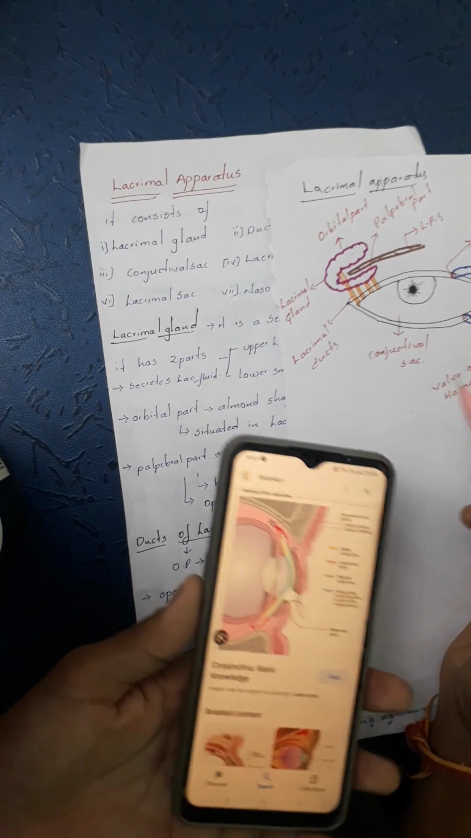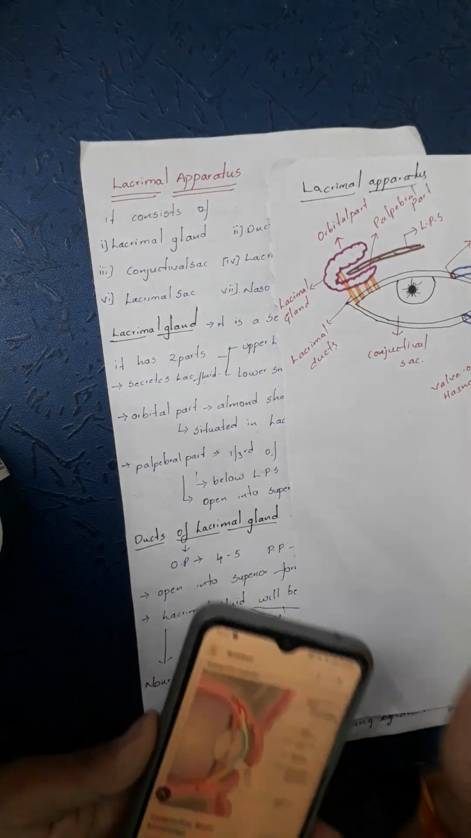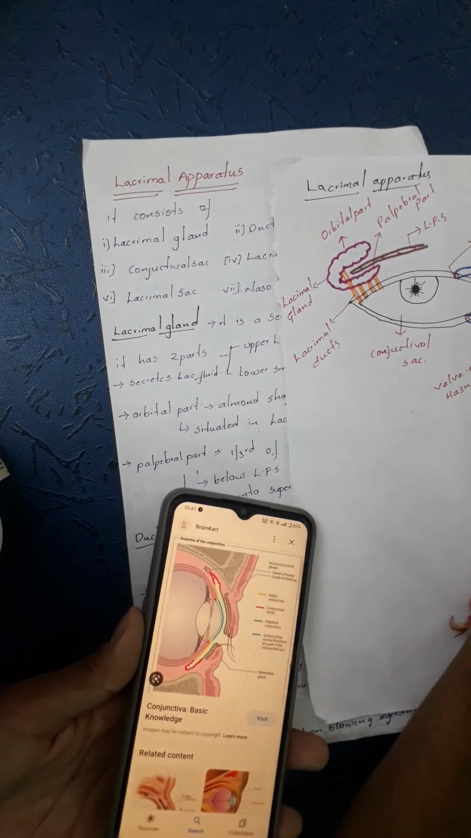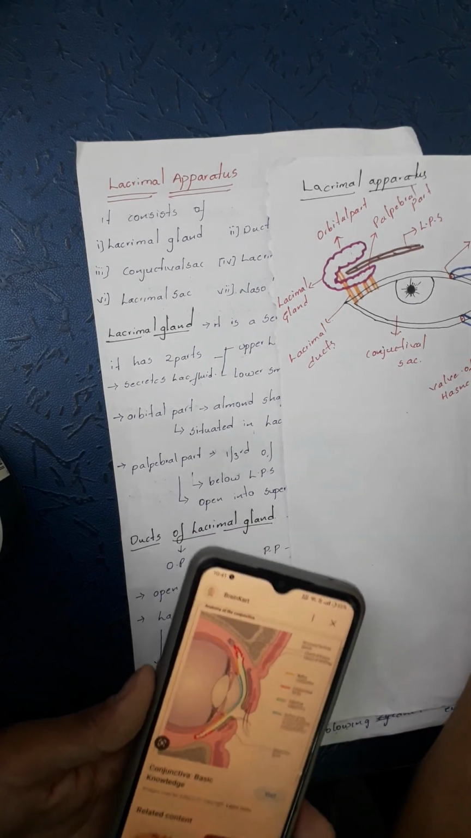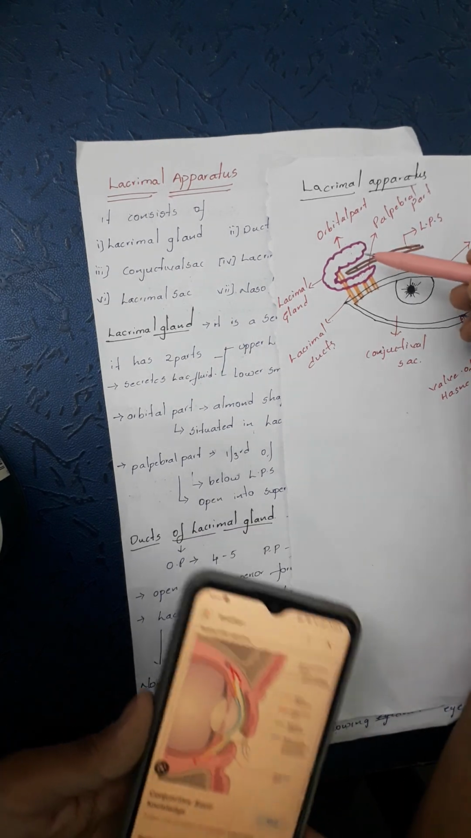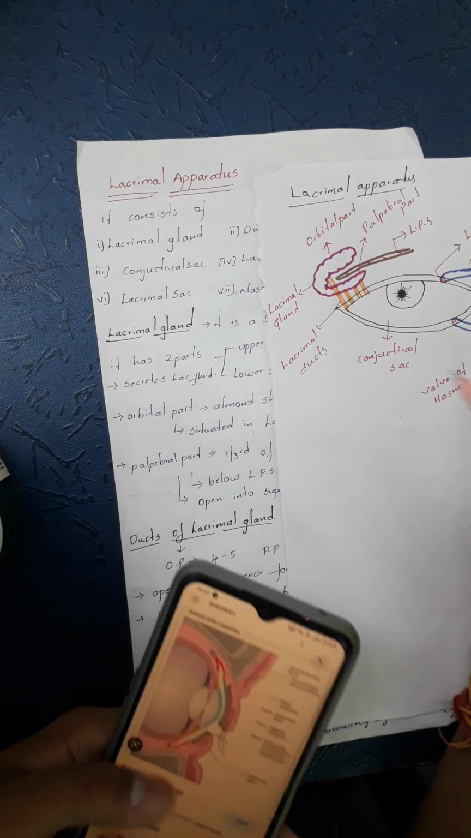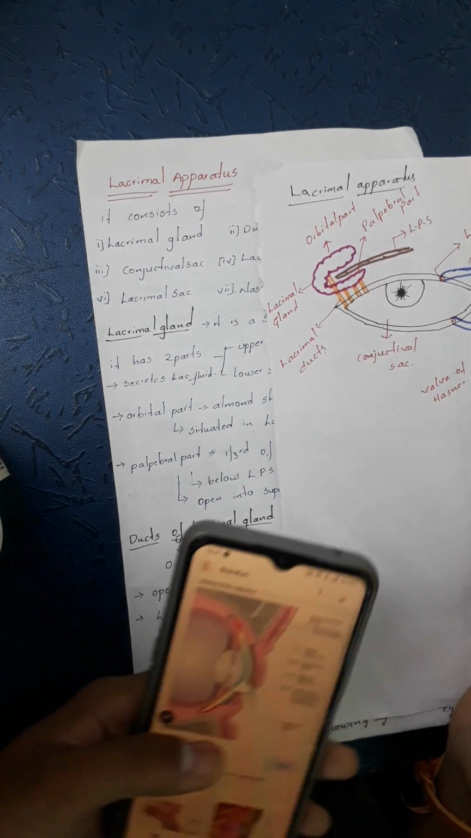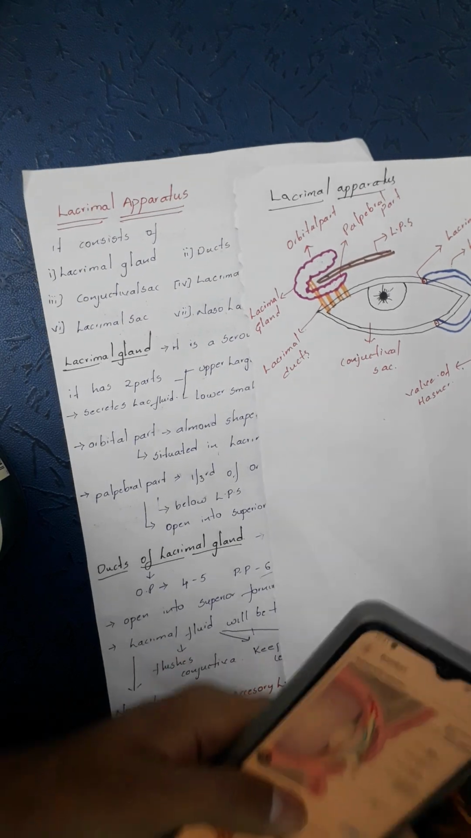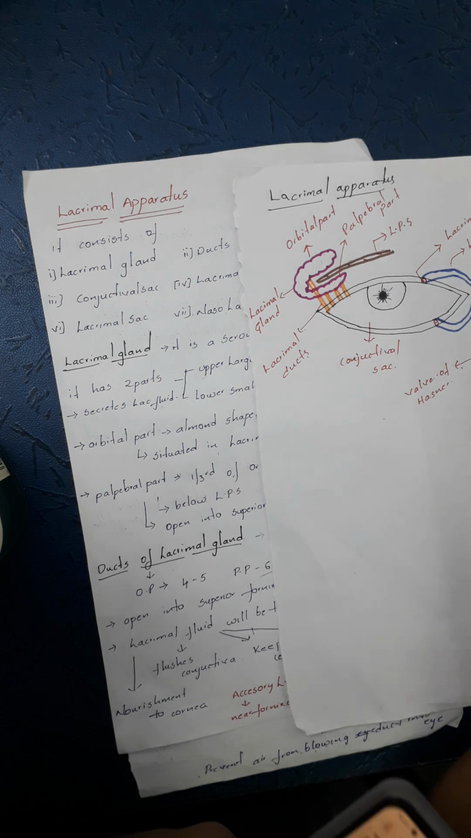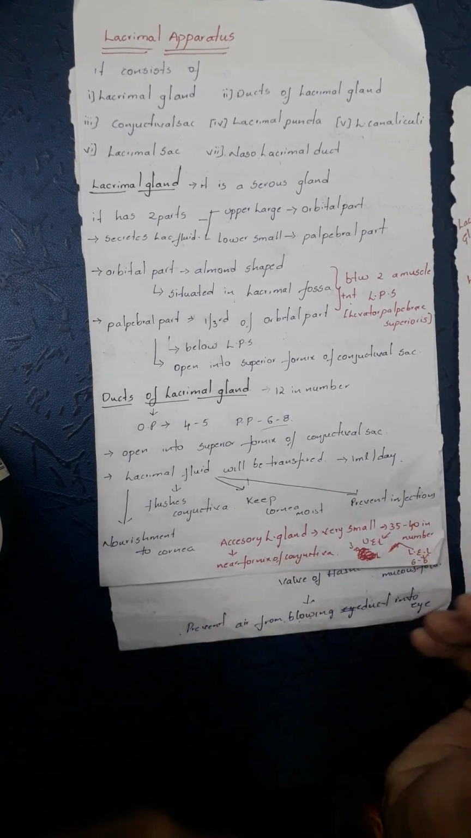Now, what does the lacrimal gland secrete? The lacrimal gland will secrete lacrimal fluid. So the lacrimal fluid from the lacrimal gland will pass through the ducts of the lacrimal gland and open into the superior fornix of the conjunctiva. What does it do? It flushes the cornea and the conjunctiva, it nourishes the cornea, keeps the cornea moist, and it prevents infections.